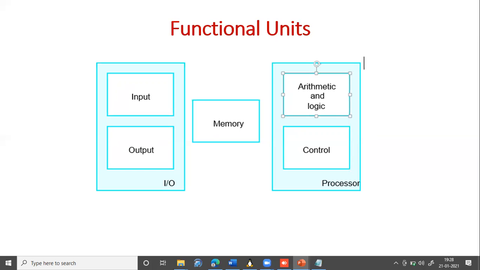And then there will be a memory module. Whatever input the user gives, it first enters into the memory module, and then there will be a processor. This processor contains two things: an arithmetic logic unit and a control unit. The arithmetic and logic unit performs arithmetic and logical operations. The typical arithmetic operations are addition, subtraction, multiplication, and division. And logical operations are AND, OR, NOT, XOR, all those things. Okay, so these operations are performed by the arithmetic and logic unit.